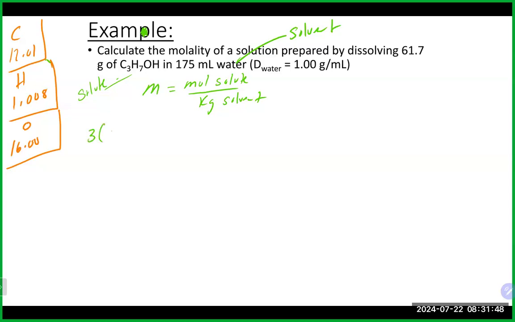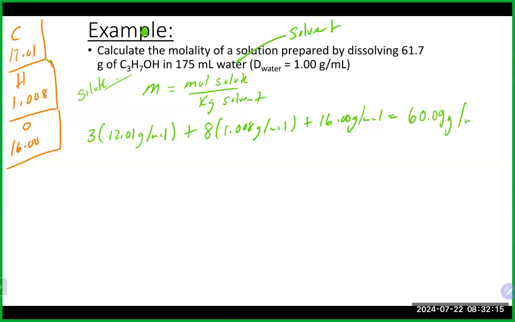That's going to be 3 carbons at 12.01. It looks like we have a total of 8 hydrogens at 1.008. And we have 1 oxygen at 16 in this case. That looks like we will end up with 60.09 as our molar mass here from the periodic table. So we're going to use that to convert our grams into moles, which is the top part that we need there.